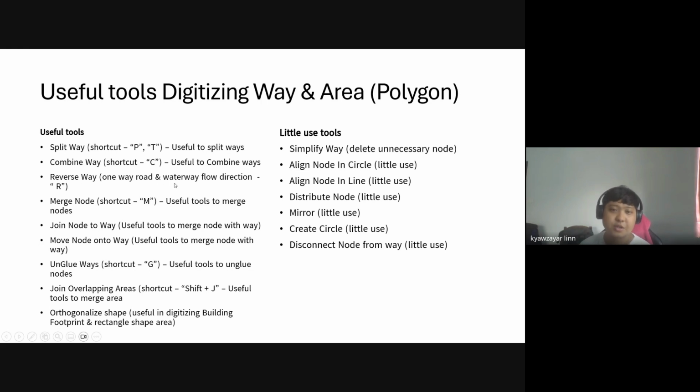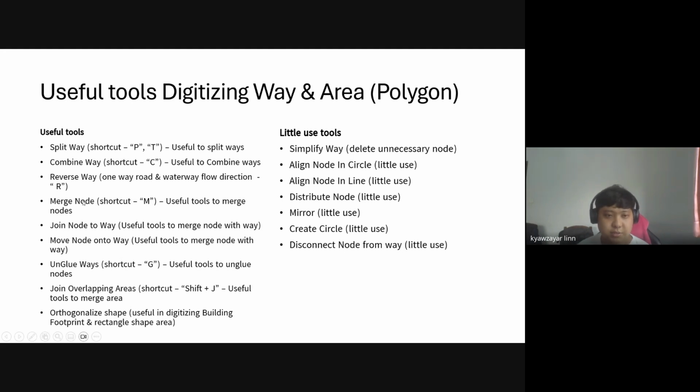Sometimes when you digitize a waterway there's a flow direction in it, so which stream flows from where to where. In this case, you have to reverse the way or change the way. I only see those kinds of features using reverse way. I don't see any others using reverse way. I don't know, maybe I don't see, or maybe I don't know. I only see those two in my experience.